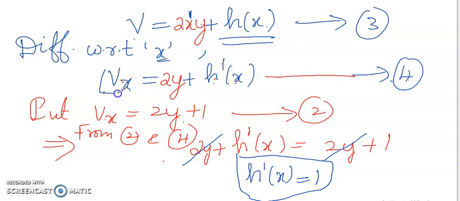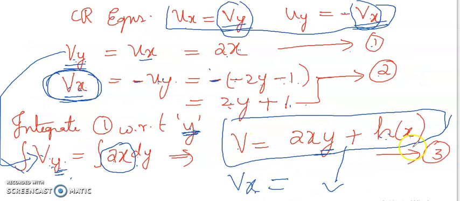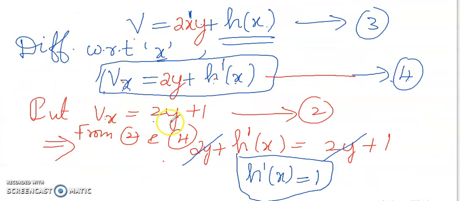So now this vx is from this v. Already we have a vx, that is equation number 2. The previous equation vx is 2y plus 1. Now comparing 2 and 4, this is the previous equation and this is what we have derived. LHS is equal, so RHS should be equal. So 2y plus 1 is equal to 2y plus h dash of x. Eliminate 2y, we get h dash of x is equal to 1.